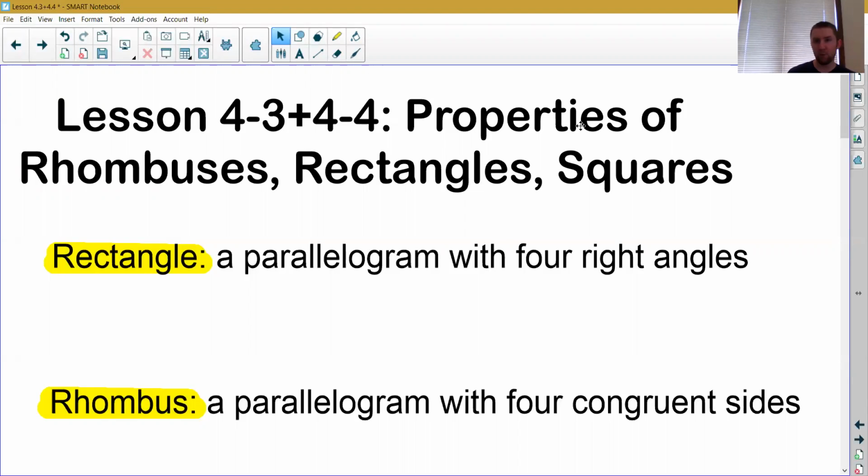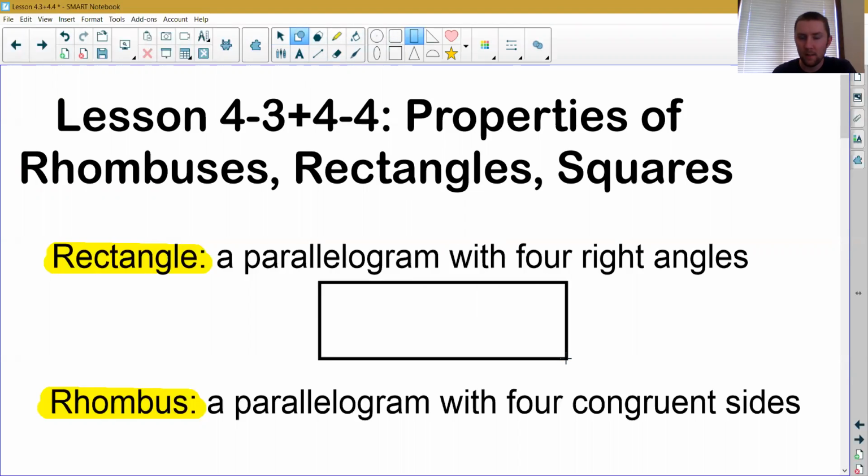So section 4-3 is simply about rectangles. Now, a rectangle is something I'm pretty sure we are all familiar with, okay? It's a shape that looks like that. And we're just basically going to look at one extra property of a rectangle, okay?